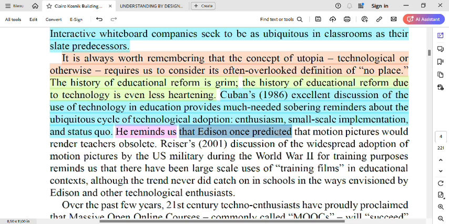He reminds us that Edison once predicted that motion pictures would render teachers obsolete. Razor's 2001 discussion of the widespread adoption of motion pictures by the U.S. military during World War II for training purposes reminds us that there have been large-scale uses of training films in educational contexts, although the trend never did catch on in schools in the ways envisioned by Edison and other technological enthusiasts.